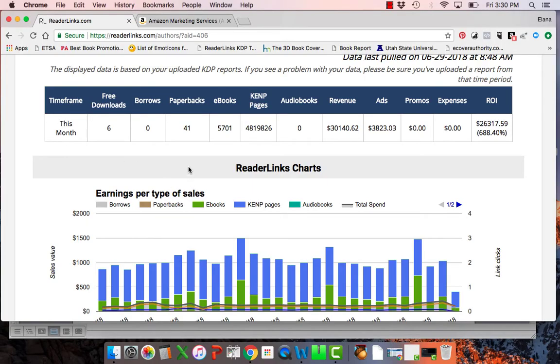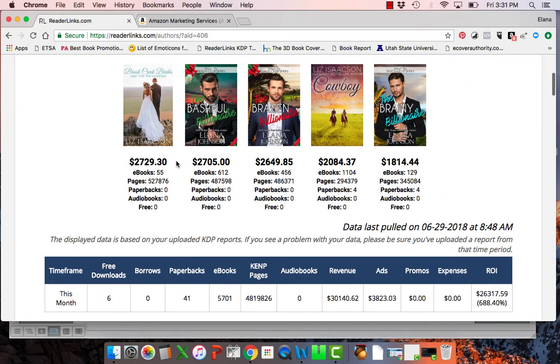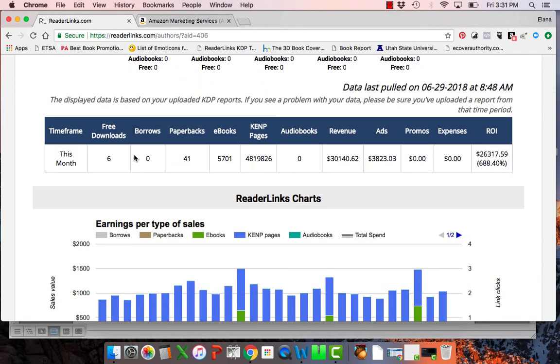Okay, here I am in my reader links. And typically what I do is I come down here and I look at this blue bar chart right here in the middle. I can see what my page reads are for the month. I can see how many books I've sold. I can see how much I've made. I can see how much I've spent on ads.